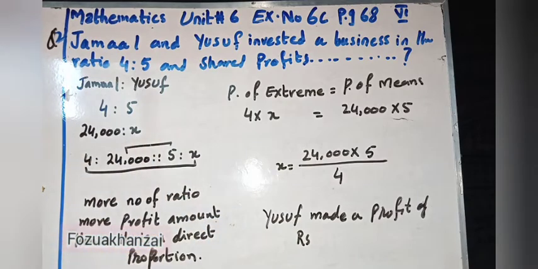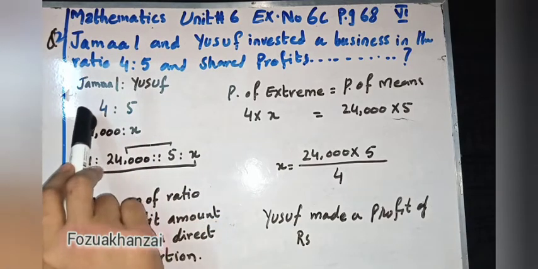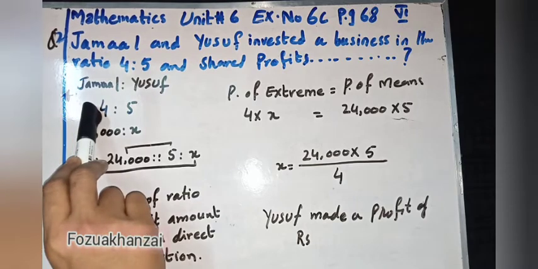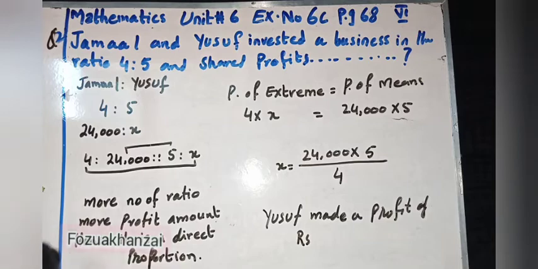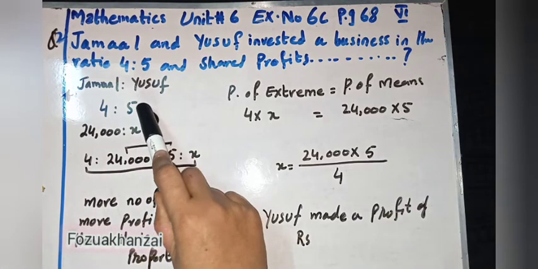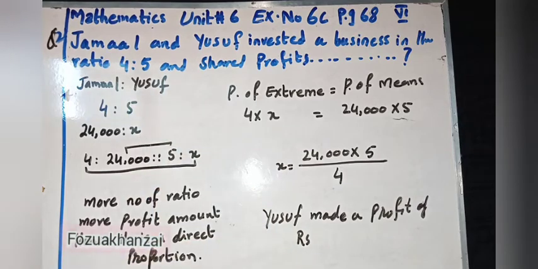Now girls, just compare: Jamal's ratio is 4. So according to the ratio, the profit amount is 24,000 rupees. Now Yusuf's ratio is 5. So we compare the ratios. Obviously Yusuf will get more profit amount. So more ratio, more profit amount. Both sides increase, so it's a direct proportion.